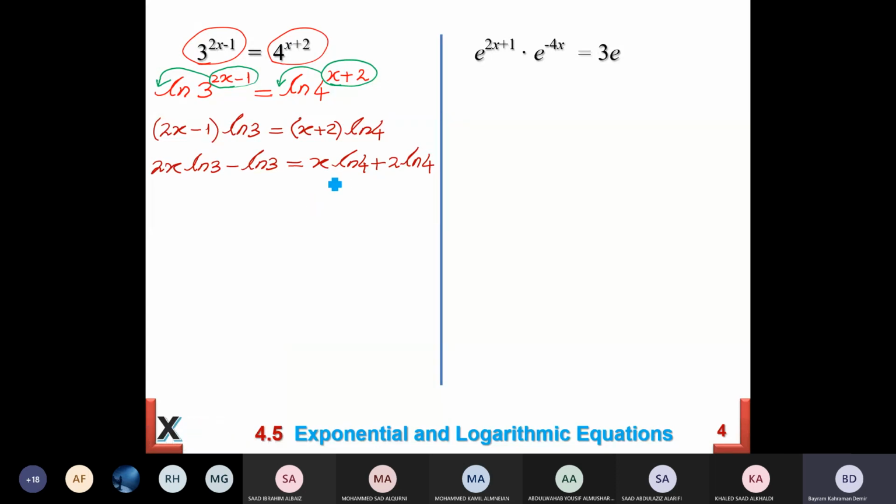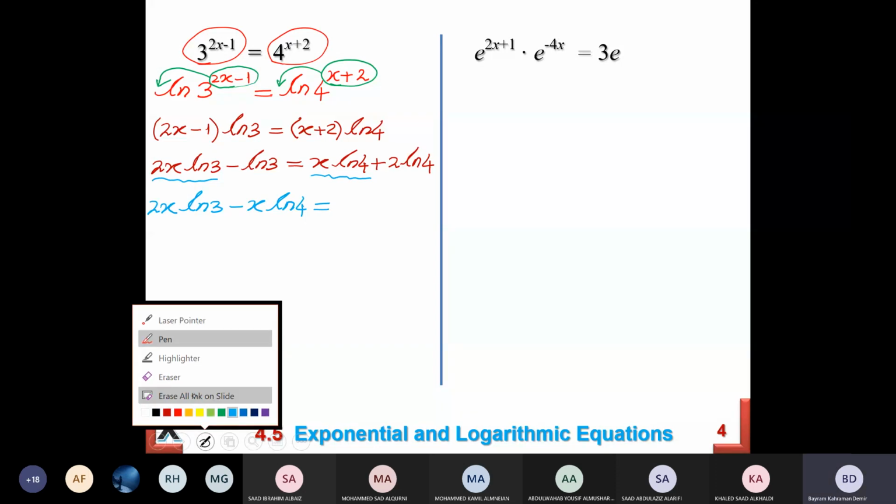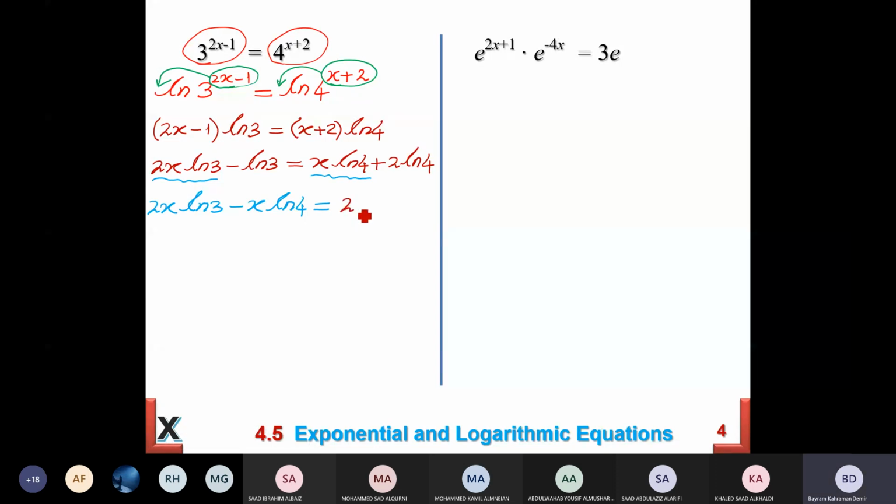I'm going to move the x terms to one side. We have an x term here and an x term here. So let me collect all the x terms on one side. So we have 2x ln 3 minus x times ln 4 equals, on the other side, 2 ln 4, and then minus ln 3 will go to the other side, so you will get plus ln 3.